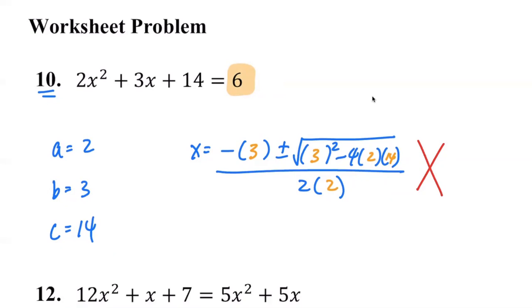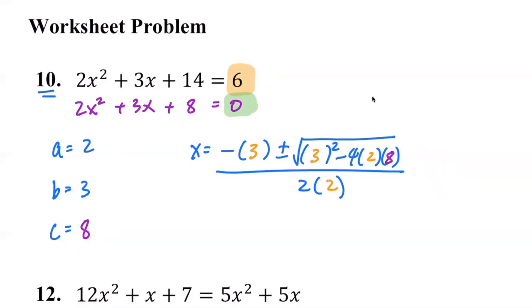And to make it equal to 0, how do we do that? We have to subtract 6 on both sides. So we've got 2x squared plus 3x, and then 14 minus 6 gets us 8. And now you've got 0, and that is nice. Now you've got the correct c value, which is 8, not 14. And this is how you will earn my check mark. Okay, and now you may proceed.